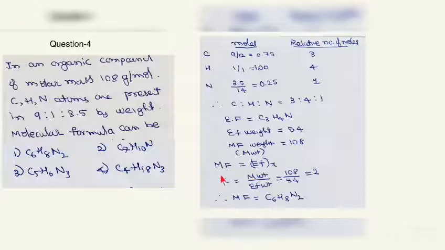And how to find the molecular formula? Molecular formula equals empirical formula times x. We can find x by dividing the molecular weight by the empirical formula weight. The molecular weight we already know is 108, and the empirical formula weight is 54. So we get x value 2. Substituting here, we get the molecular formula C6H8N2. So which option is correct? Option 1 is the correct option. Thank you.